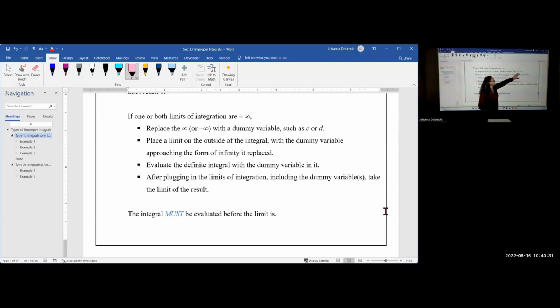Typically, what we use is C and D. Now, why C and D? Because we use limits of integration from A to B. So we're reserving A and B for the limits of integration themselves.